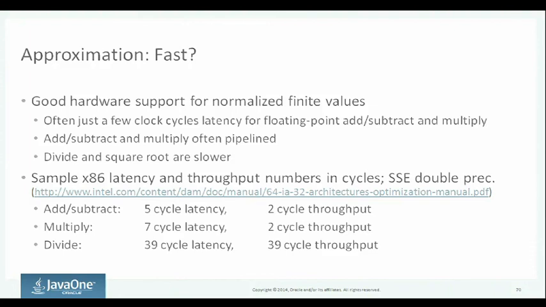How about speed for the approximation? There's very good hardware support for normalized floating point values. Add, subtract, and multiply tend to both run in not very many cycles, say less than 7 cycles, and be pipelined. So every other cycle or so you can issue a new one. Here are some particular numbers from a recent x86 architecture. Divide is much slower though, so it tends to take a lot longer and not be pipelined. These are representative of what you find in mainstream processors today.